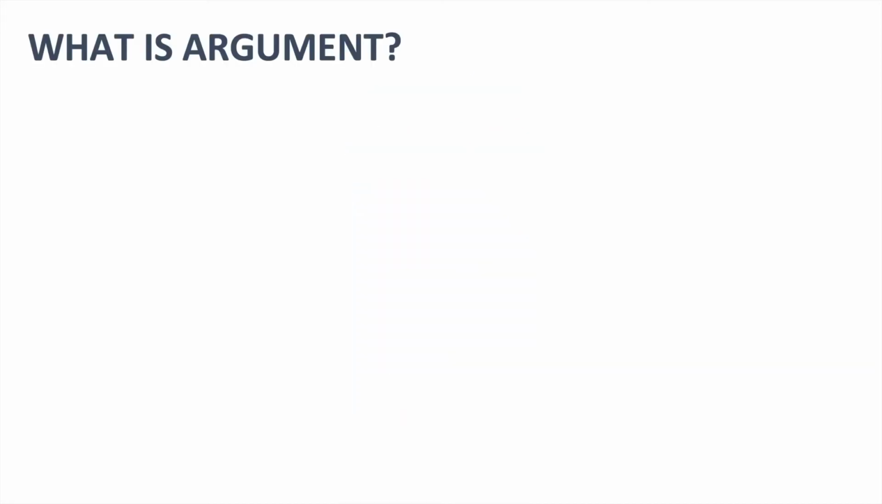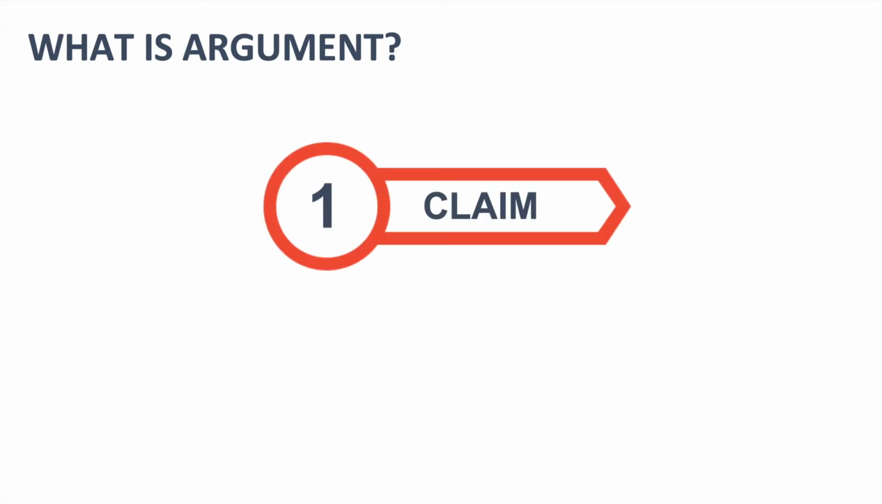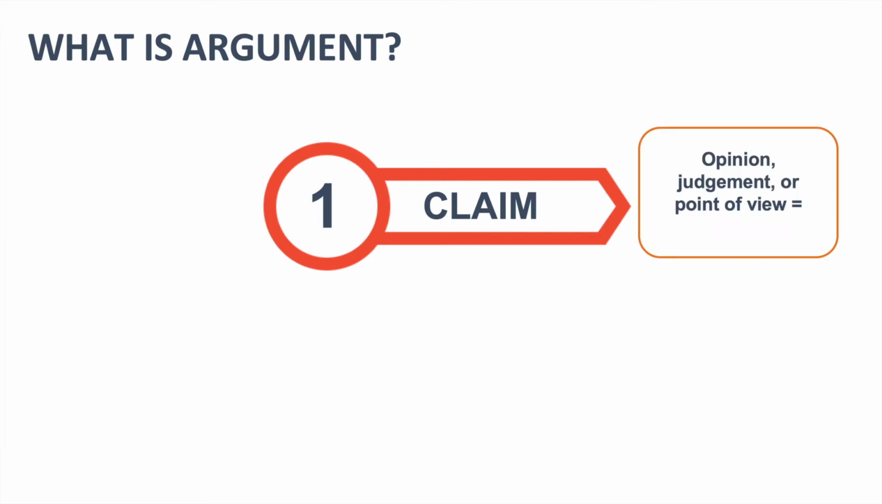So, what is argument? Argument has two main parts. First, the claim. Claim is basically an opinion, judgment, or point of view that the writer wants the reader to accept as true or at least as reasonable. In your reading, you may find a claim in the form of easy thesis.